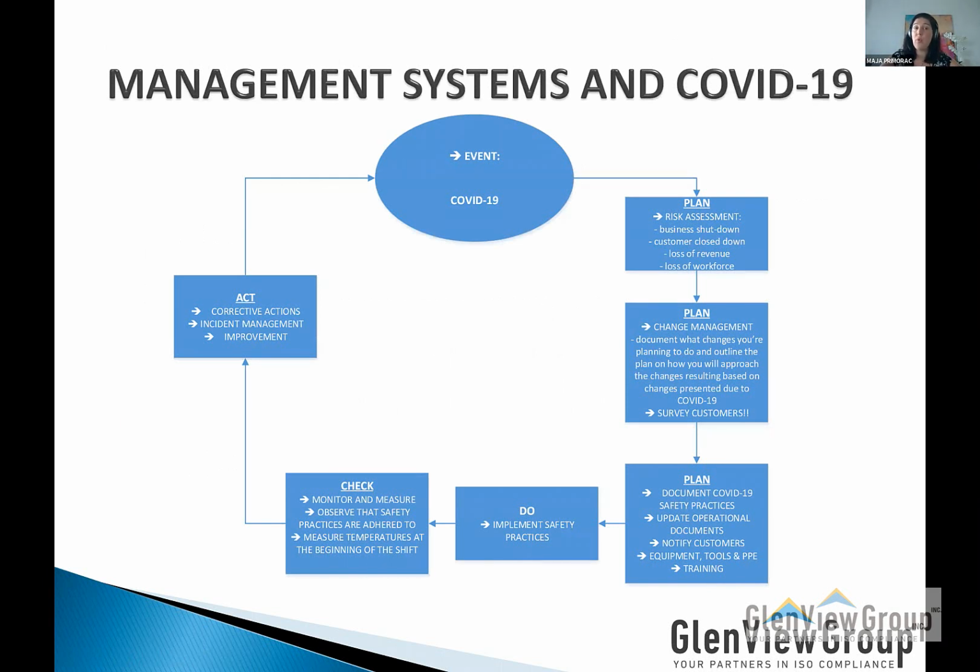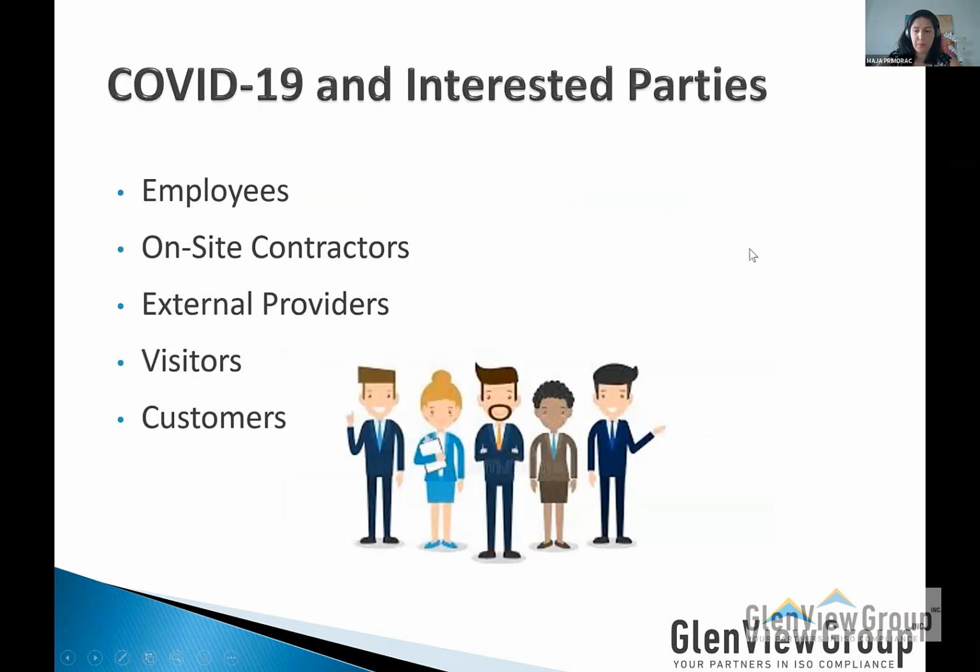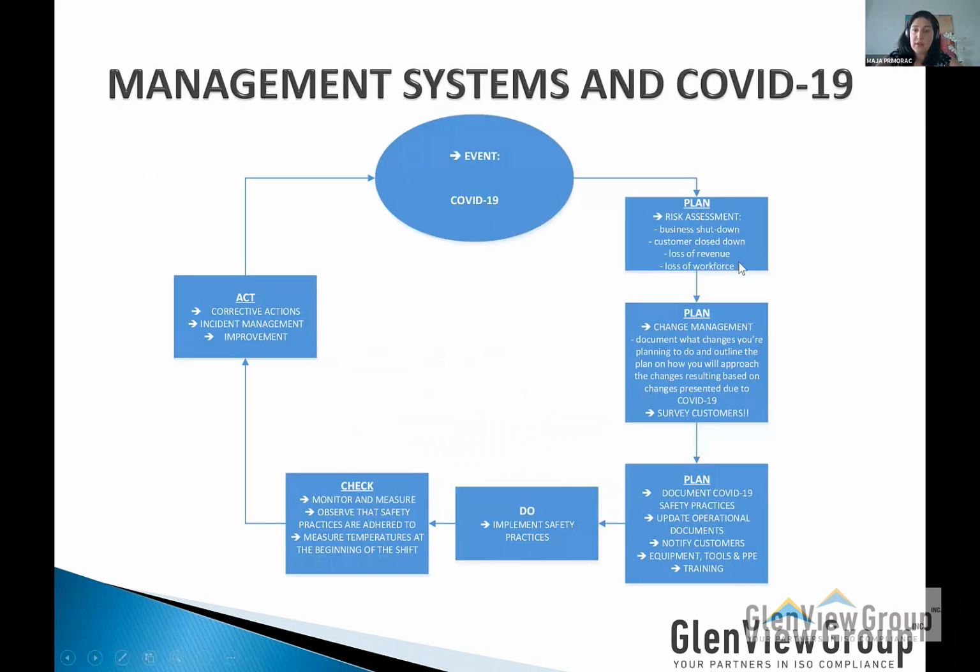And so this brings back the PDCA, and it summarizes what I just went through. The event that we talked about is COVID-19. And then we went through the plan. You did the risk assessment related to possible business shutdown. Are your customers closed down? Loss of revenue, loss of workforce, and then the planning, the change management, right?